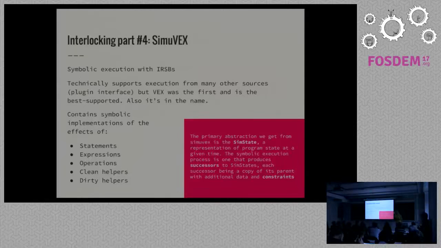Interlocking part number 4 is called SymVex. SymVex is, jumping ahead a little, the actual symbolic execution that we do with IRSBs. I'll explain what exactly symbolic execution is in a moment and how exactly it works. But for now, you just need to know that it takes the IRSBs that we have generated via PyVex and executes them.